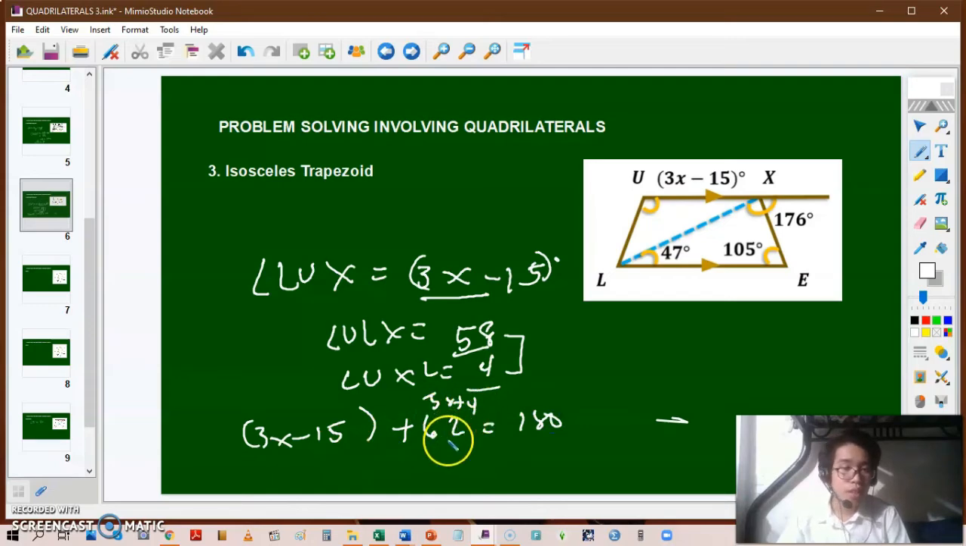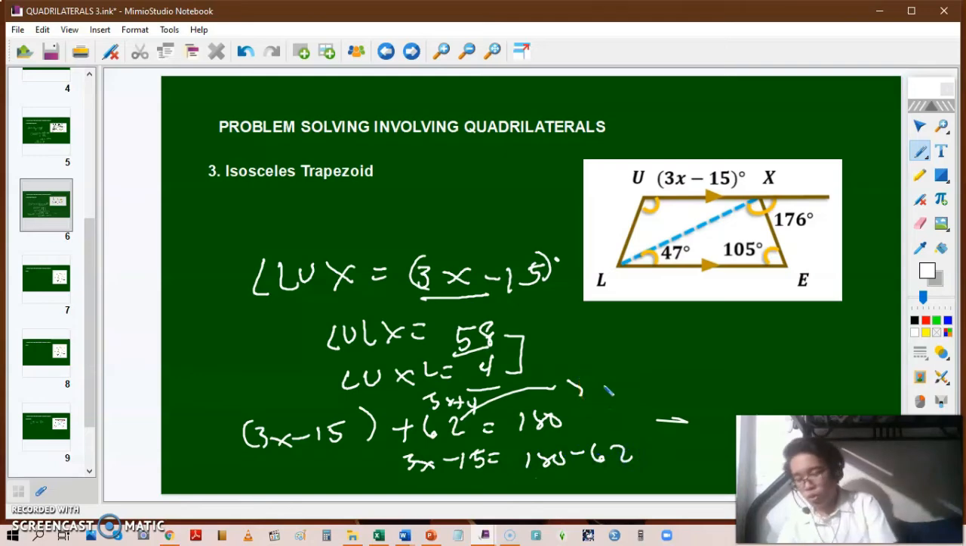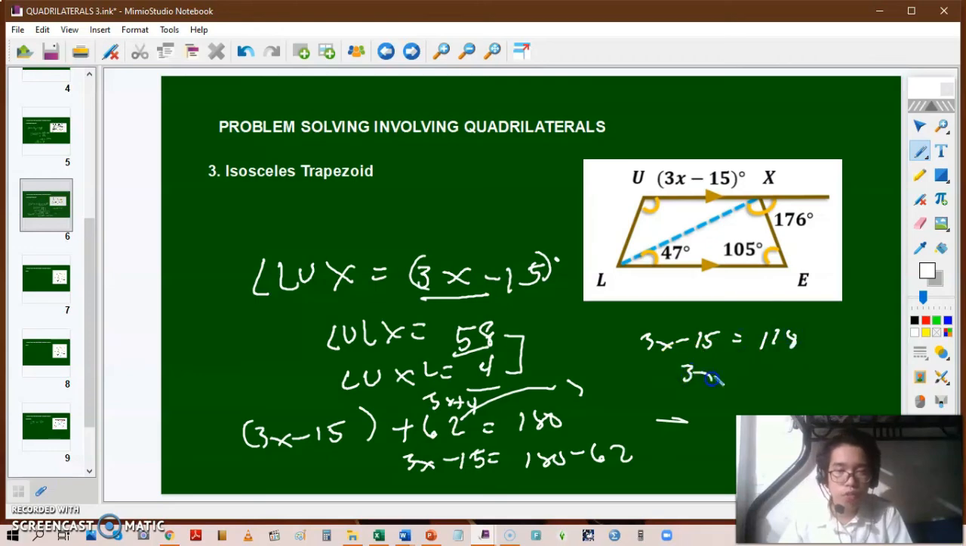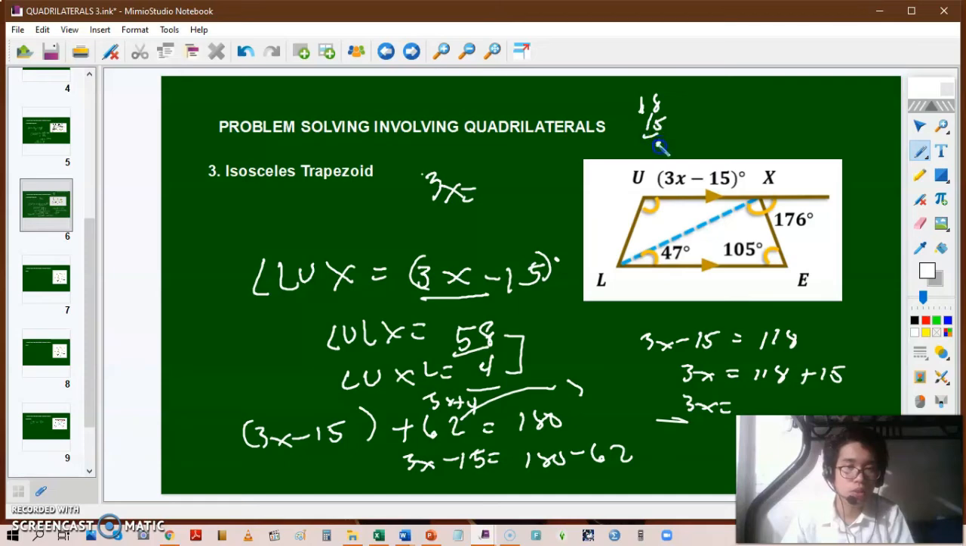The next step is we have to transpose the value of 62 to the other side. So 3x minus 15 is equal to 180 minus 62. What's 180 minus 62? We have 118. So 3x minus 15 is equal to 118. That's going to be 3x is equal to 118 plus 15, so 3x will be equal to 133.